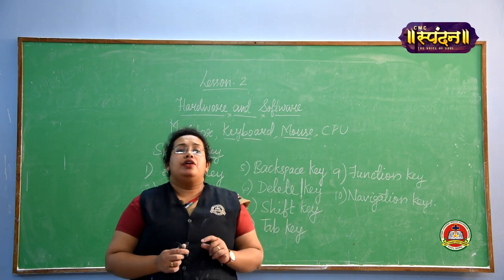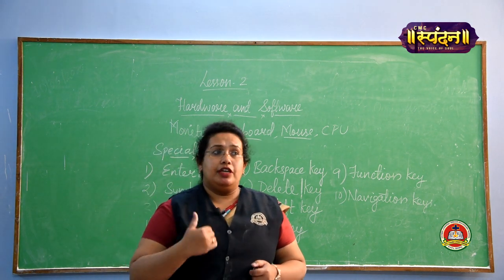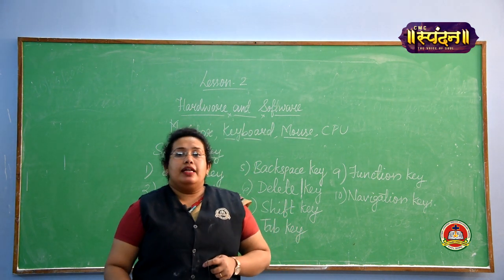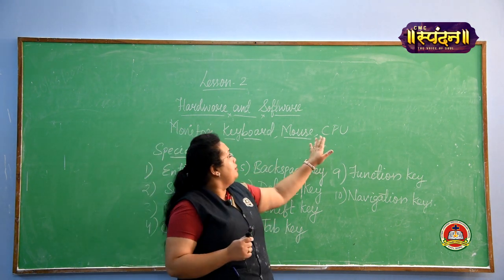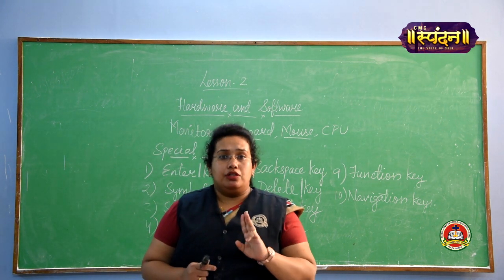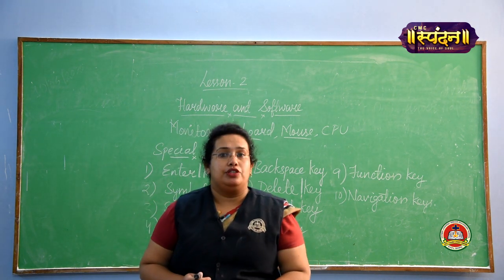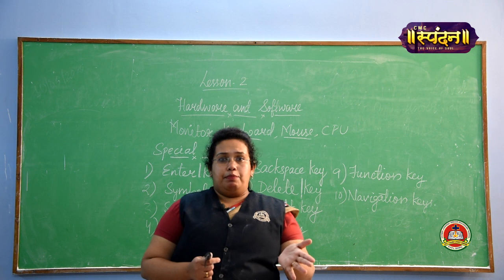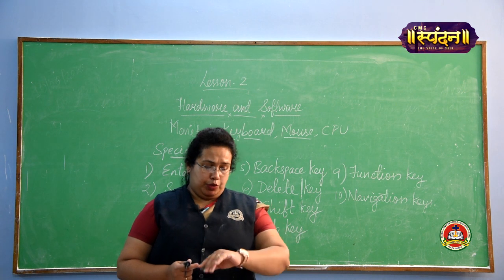Output devices are used to take the output from the computer. Whatever input we are giving, with the help of that input we can see the output. So to see the output we need an output device. Like I told you, monitor, speaker and printer. These three are our output devices. Monitor will show you the output, printer will give you the printout, and from the speaker you can listen to any sound which is saved in your computer. So we use these output devices to take the output from a computer.